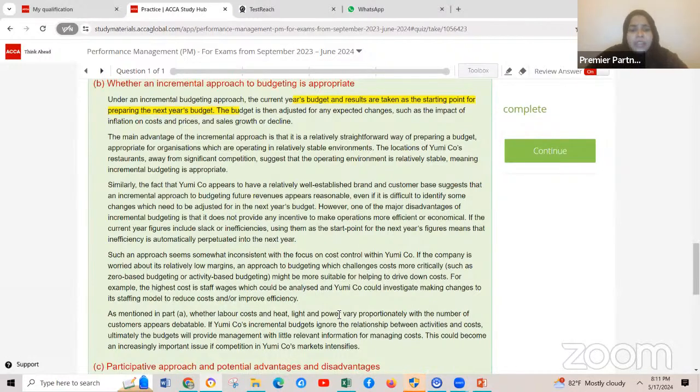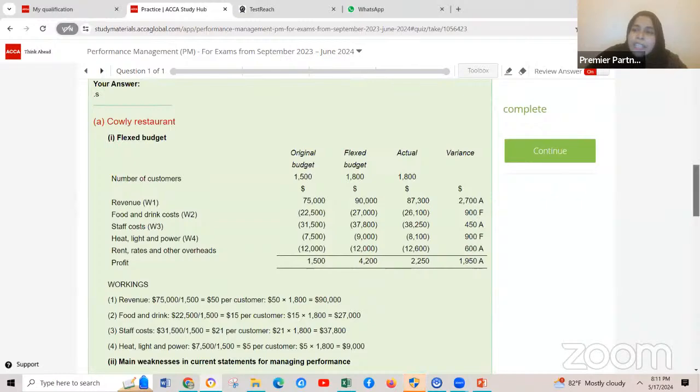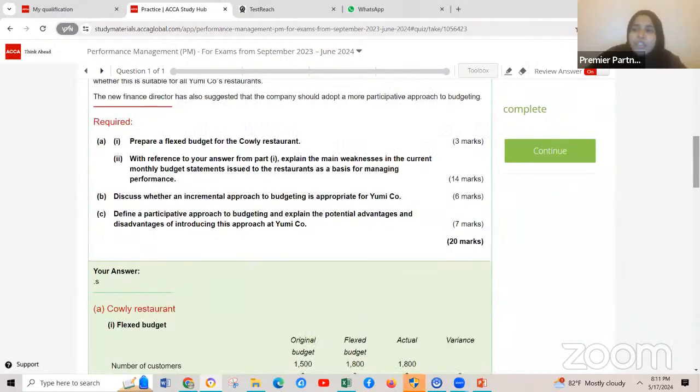It might not. If Yumiko's incremental approach ignores the relationship between the different activities and the costs, ultimately the budget will provide the management with little relevant information. Maybe ABC costing would have been more appropriate to divide the cost. This could become an increasingly important issue if competition in Yumiko's market intensifies. Currently, they don't have competition, so maybe they can use it. But if competition intensifies, they have to bring cost control into account. And for that, systems like zero-based or ABC will be more appropriate, because with incremental budgeting, if your methods in the past were wrong, you're going to carry them forward into the future.